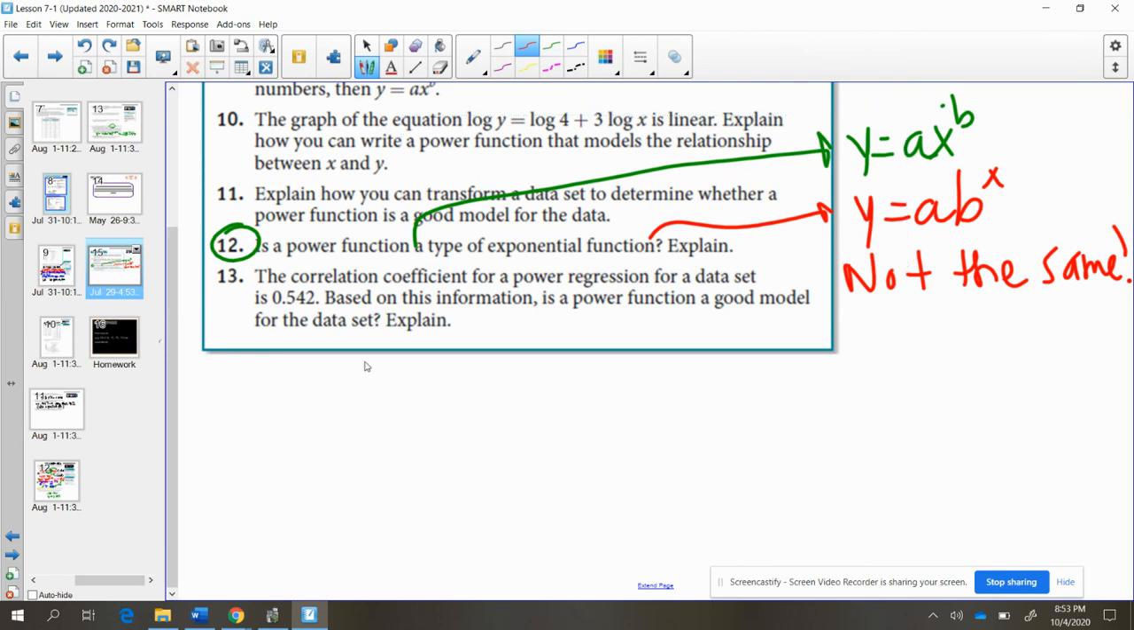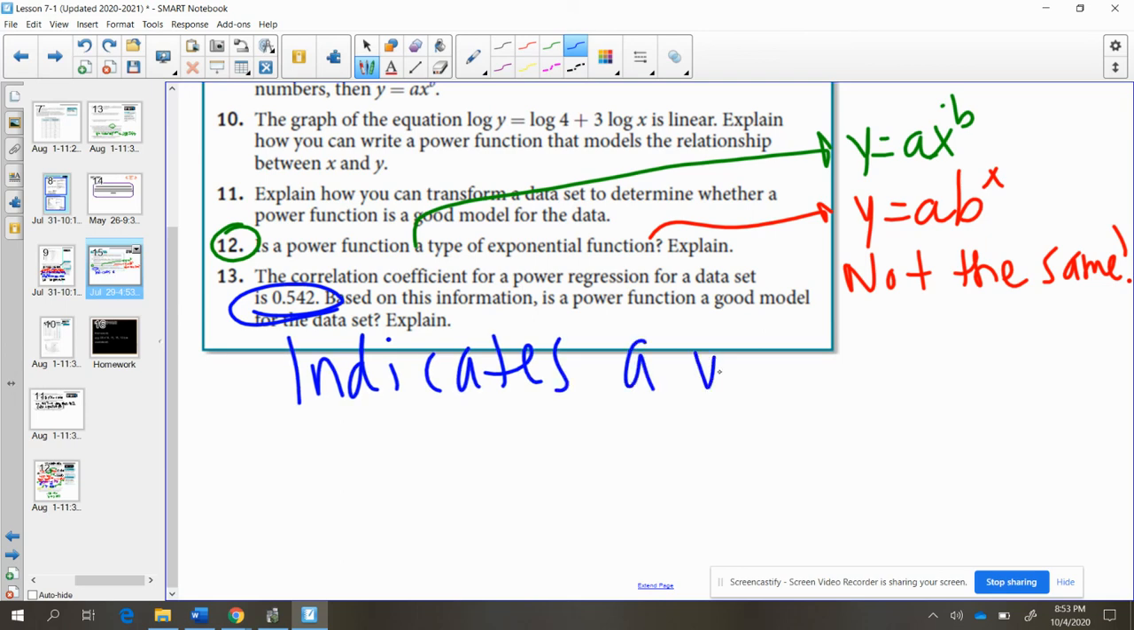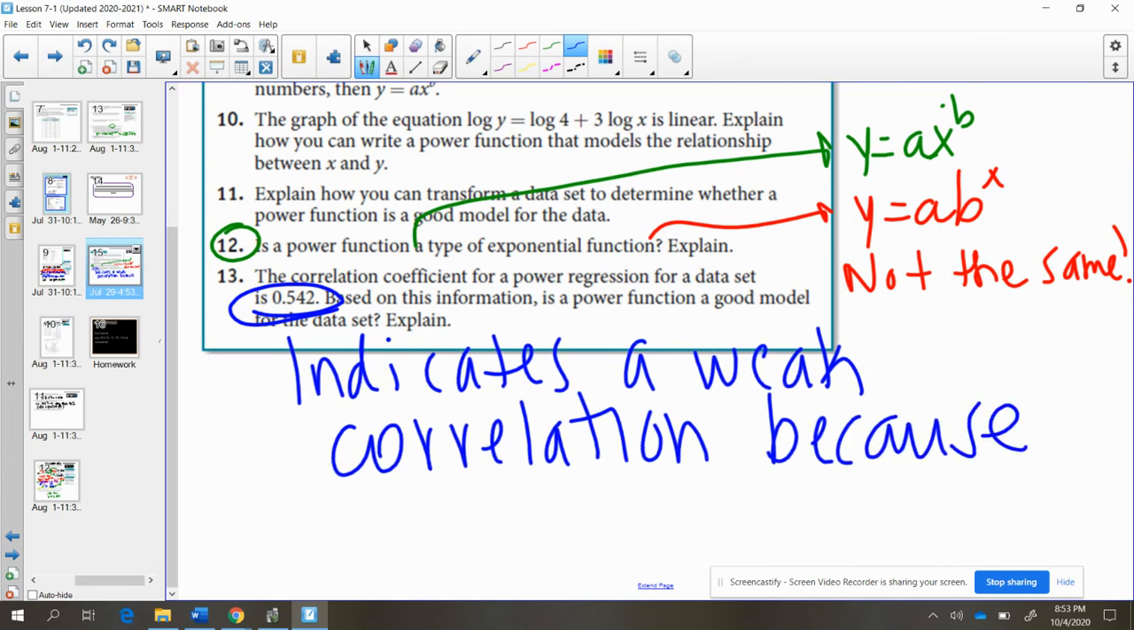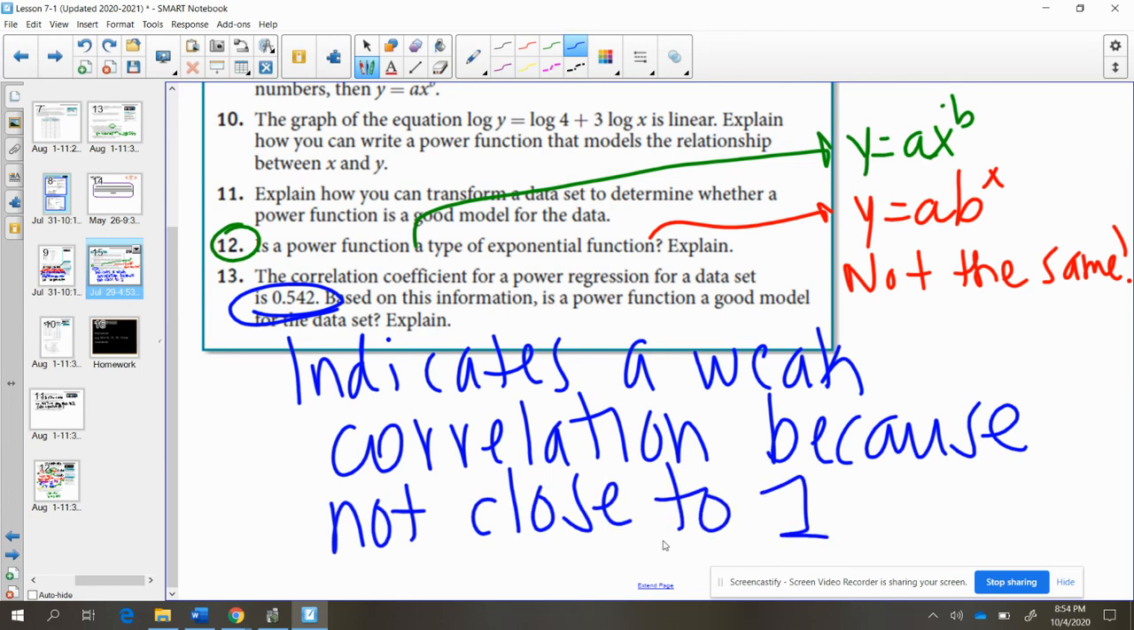And then last but not least, if our correlation coefficient comes out to be 0.542, then we know that this is indicating a weak relationship, right? A weak correlation because it is not close to 1, or -1 for that matter. But the closer you are to 1 or -1, the more powerful your correlation will be, either positive or negative if you're close to -1.